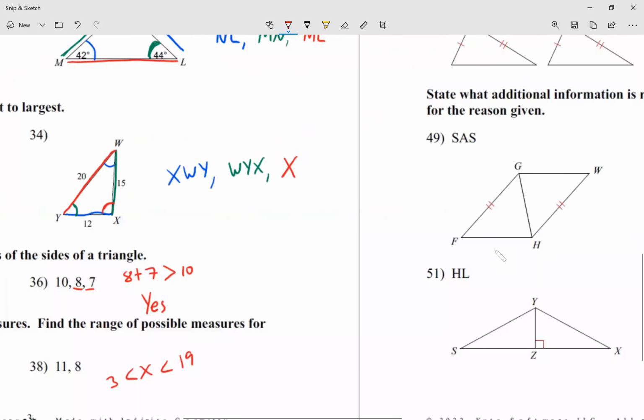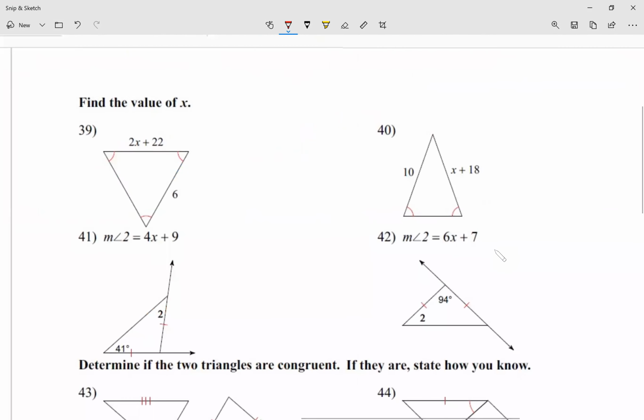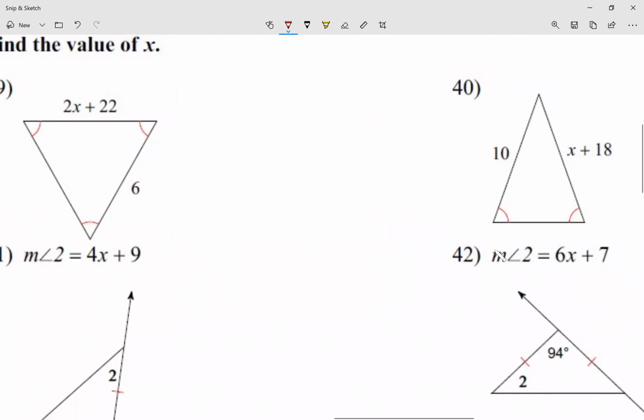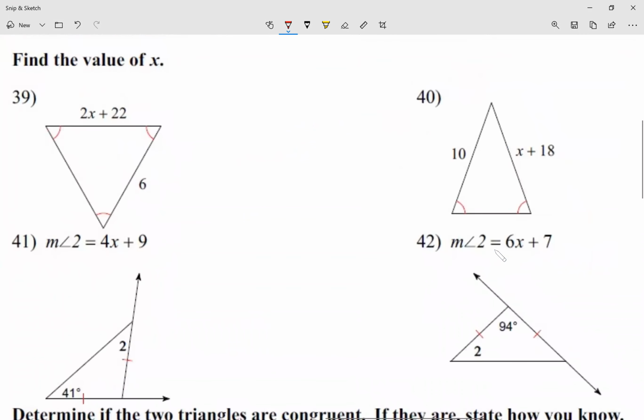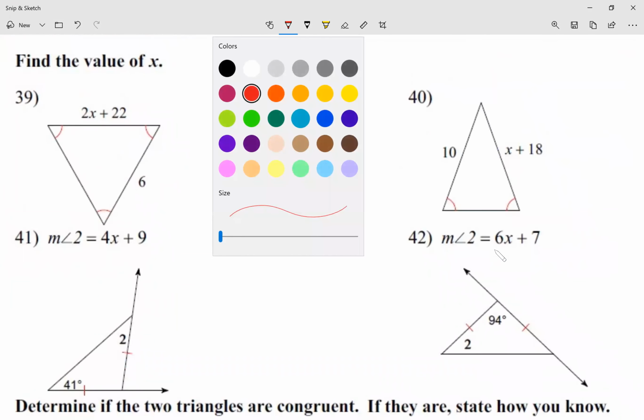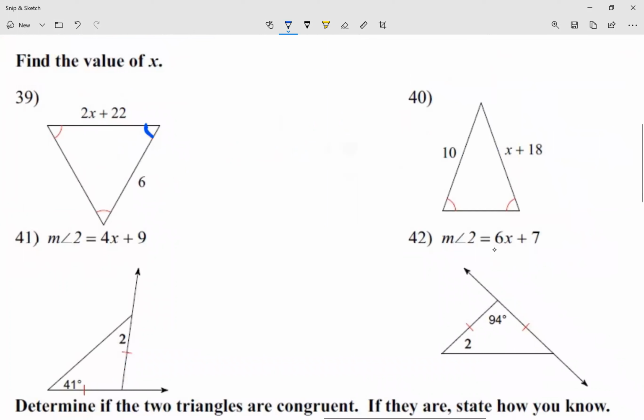All right, let's take a look at number 39. Find the value of x. I see that all three angles are equal. So this angle is opposite to this side.